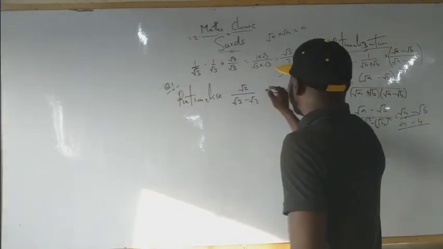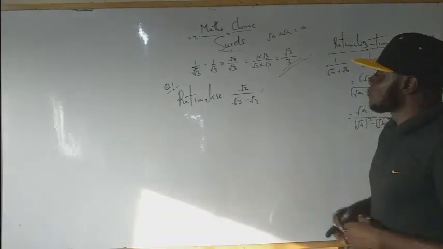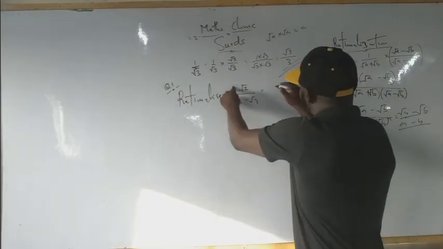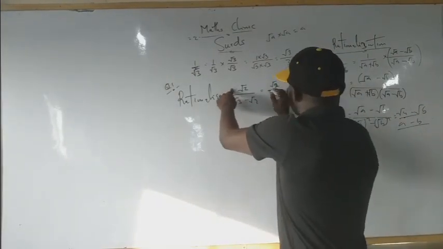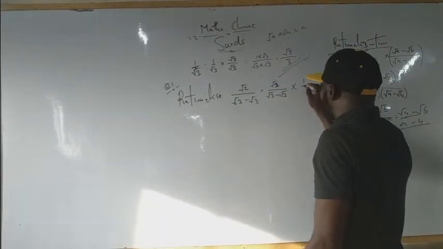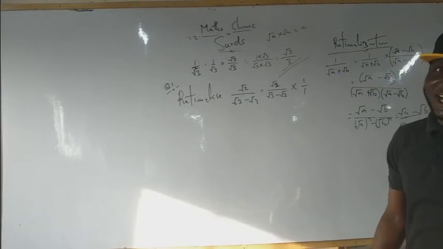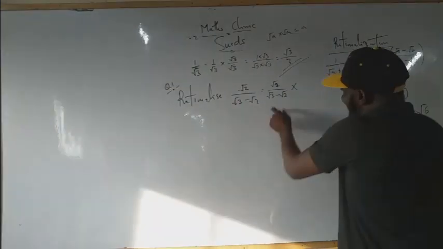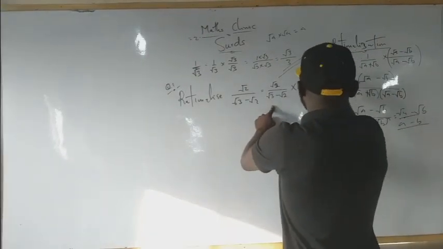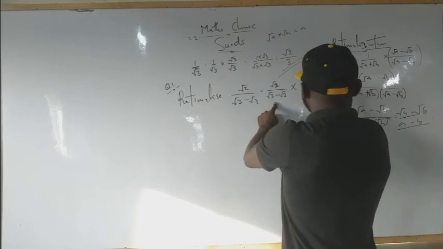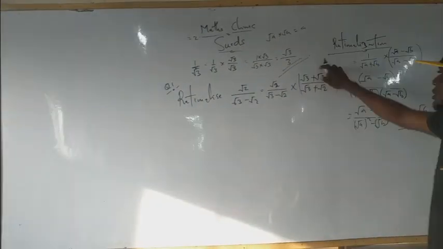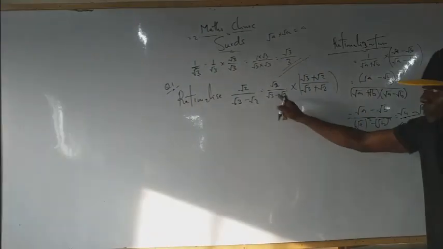So the best thing to do is to look for the conjugate of the denominator. We have root 2 upon root 3 minus root 2, times 1 over 1, so we have not changed anything. What will be the conjugate of the denominator? That will be root 3 plus root 2 upon root 3 plus root 2. This by this will give us 1, multiplied by this will give us this.